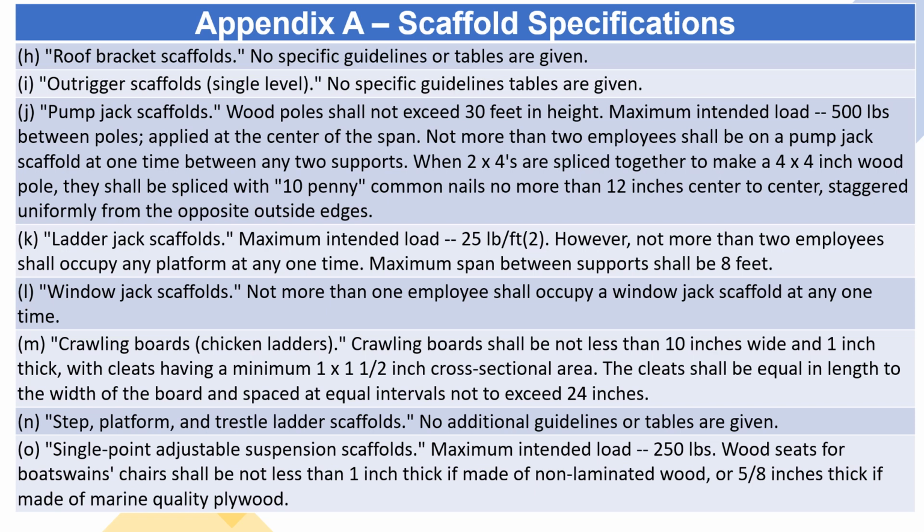K. Ladder jack scaffolds. Maximum intended load 25 pounds per ft². However, not more than 2 employees shall occupy any platform at any one time. Maximum span between supports shall be 8 feet. L. Window jack scaffolds. Not more than 1 employee shall occupy a window jack scaffold at any one time. M. Crawling boards, chicken ladders. Crawling boards shall be not less than 10 inches wide and 1 inch thick, with cleats having a minimum 1 by 1/2 inch cross-sectional area. The cleats shall be equal in length to the width of the board and spaced at equal intervals not to exceed 24 inches.